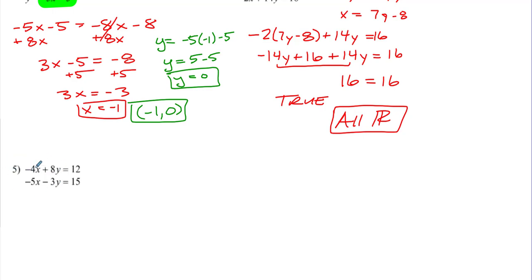But what about up top? Look at this negative 4x. If I divide everything by negative 4, will that work? Sure will. So that's the one I want to solve for. Remember, you want to pick the one that works the best.